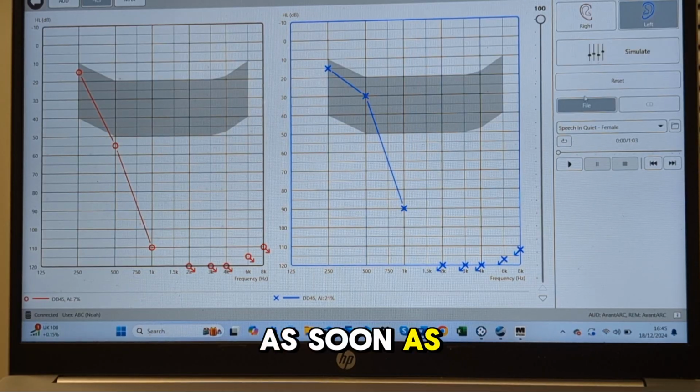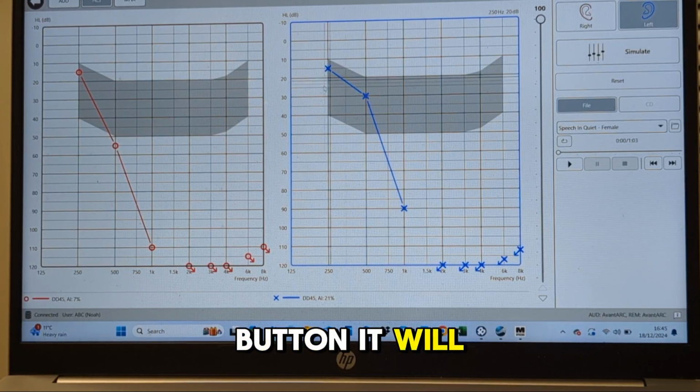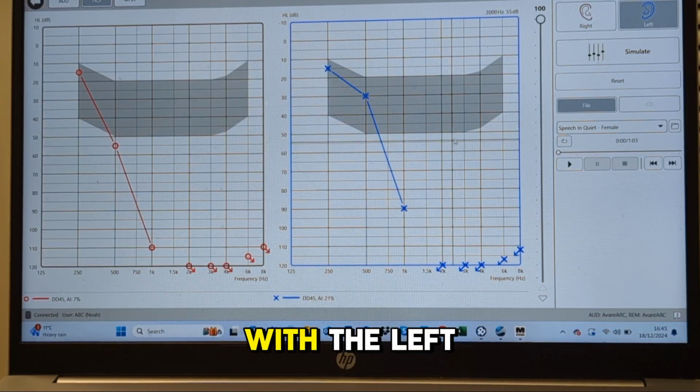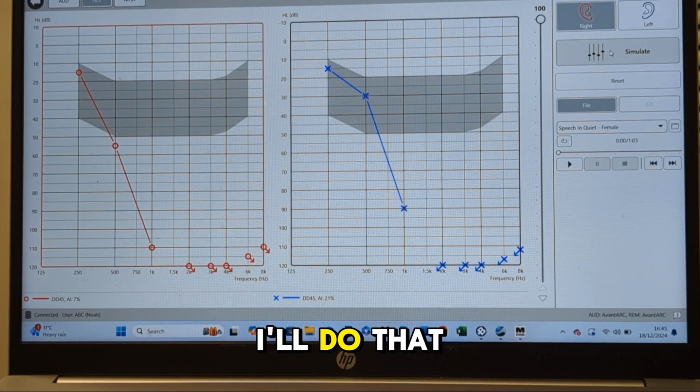As soon as I unhighlight that button, it will go back to normal, and I'll flip between the two so it really will highlight what's going on with the left. And then I'll toggle to the right, and I'll do that for the right, and then I'll stop and leave a few concluding comments. So here we go.